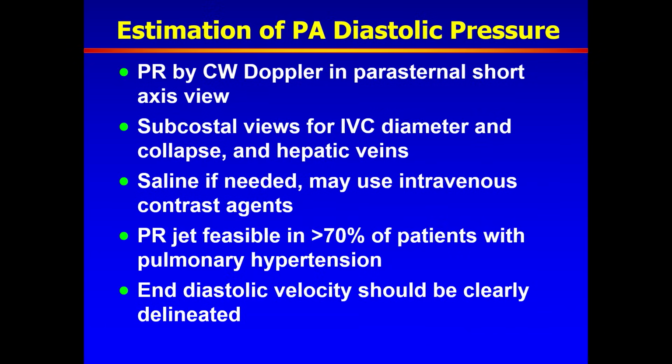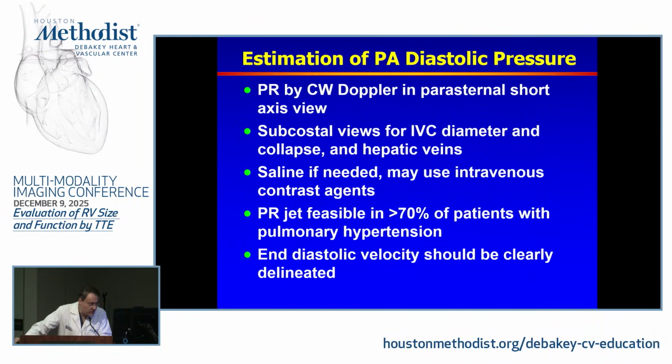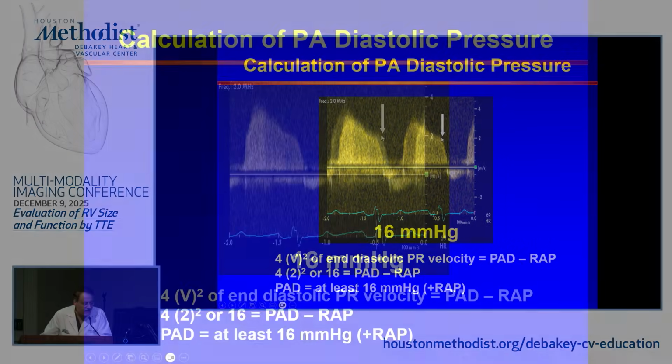How about PA diastolic pressure? We can get that signal from the parasternal short axis view. You can also get it from the subcostal view, as we talked about earlier during this presentation. We need the RAP, and so we want the IVC and hepatic veins. Again, if you use saline or ultrasound enhancing agents, this signal can be enhanced. It is feasible in more than 70% of patients with pulmonary hypertension. The velocity we rely on for PA diastolic is the end diastolic velocity of the signal. This is the end diastolic velocity.